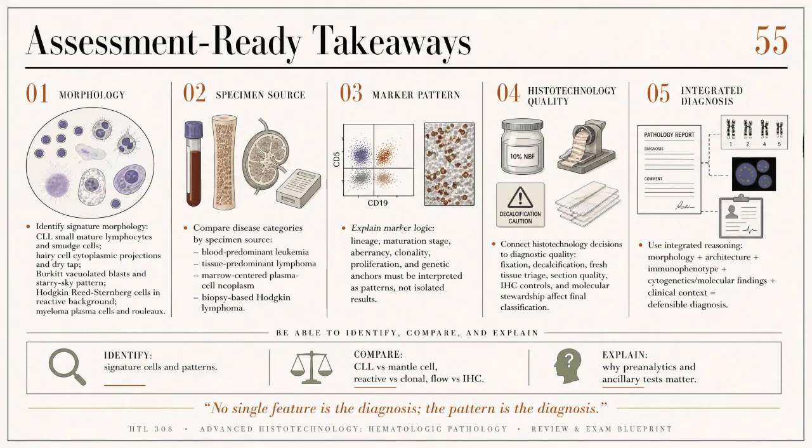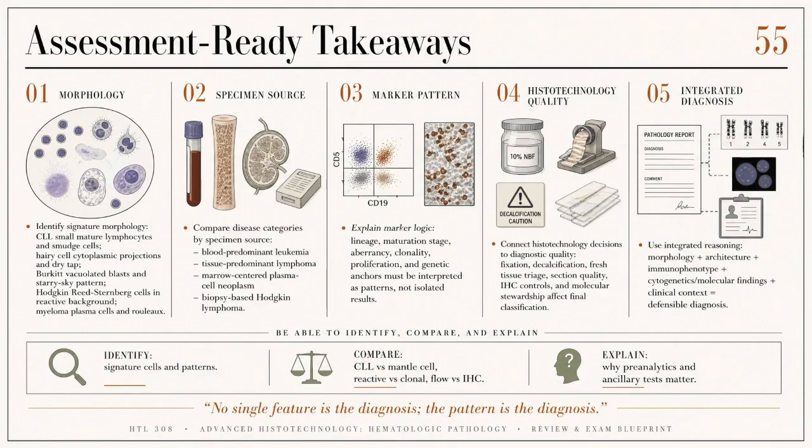Flow cytometry complements morphology and immunohistochemistry by providing rapid, quantitative immunophenotypic data, especially useful in peripheral blood and bone marrow specimens. Molecular and cytogenetic testing further refine diagnosis and prognosis by identifying specific genetic abnormalities, such as translocations or mutations, that define certain lymphoid neoplasms. It is equally important to integrate clinical information, laboratory data, and ancillary testing results to arrive at a comprehensive diagnosis.